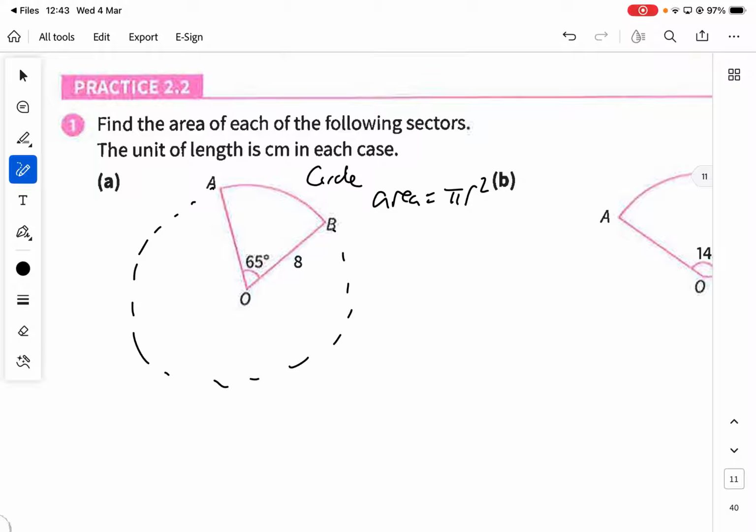Then you put your radius inside. Your radius is 8. Then this whole thing, just key inside the calculator, you get the sector area already.